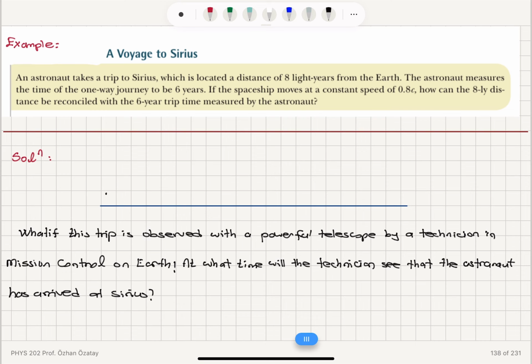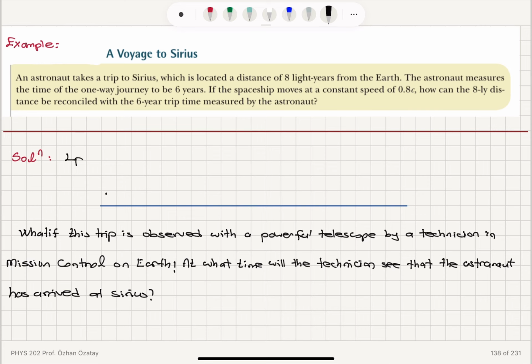Now, let's take a look at an example. An astronaut takes a trip to Sirius, which is located a distance of 8 light years from the Earth. The astronaut measures the time of the one-way journey to be 6 years. If the spaceship moves at a constant speed of 0.8 times the speed of light, how can the 8 light years distance be reconciled with the 6-year trip measured by the astronaut? Who is measuring the proper length? A trip from Earth to Sirius, so Earth and Sirius are at rest with respect to the Earth observer, so 8 light years is the proper length measured by the Earth observer.